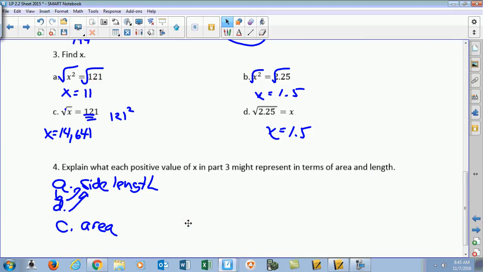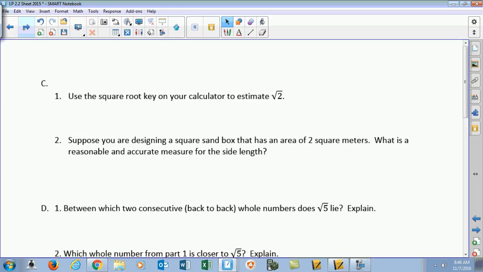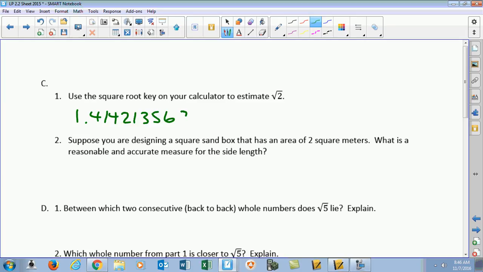All right, let's jump back to our other sheet here and go on to our last page. It says, using the square root key on your calculator, estimate the square root of 2 to the nearest tenth. So when you type it in your calculator, square root of 2, what do you get? What are your digits before it runs out of room? Andrew. Is it 4, 1, 4, 1, 4? It's 1.41421356, and it keeps going, right?